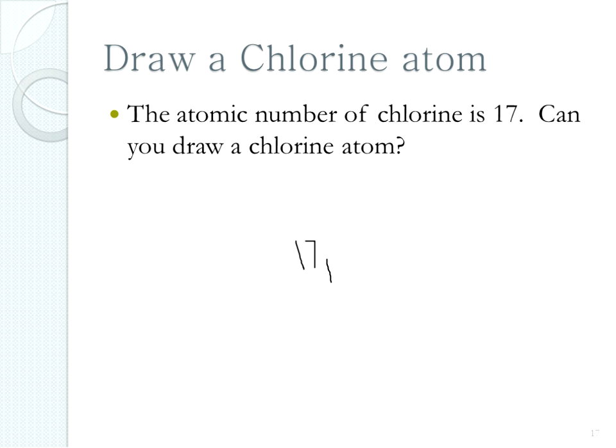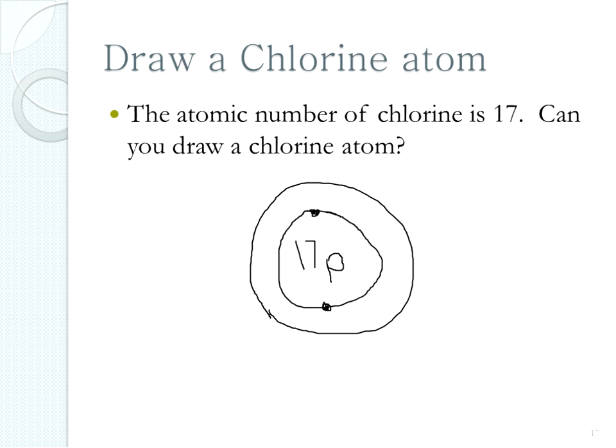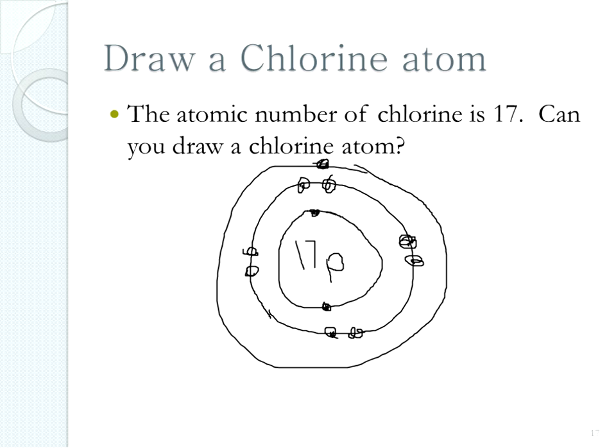Now let's draw a chlorine atom. 17 protons, 17 electrons. 2 go in the first electron shell. 8 go in the second electron shell. The rest go in the third electron shell. And that leaves us with one empty space. Chlorine just needs one more electron in order for it to be stable.